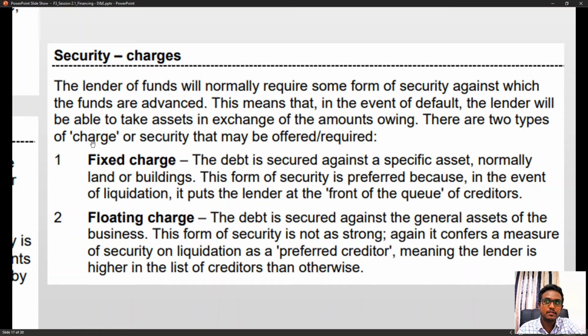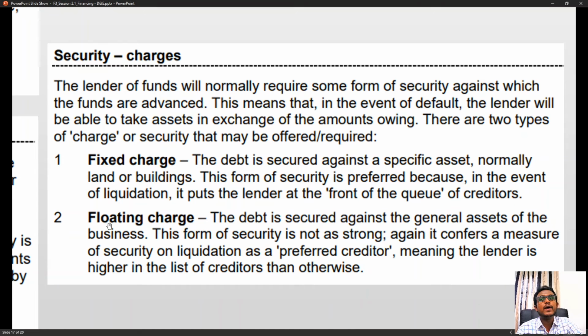There are two types of charge or security that may be offered or required. There can be a fixed charge or a floating charge. A fixed charge is where the debt is secured against a specific asset, normally land or buildings. This form of security is preferred because in the event of liquidation, it puts the lender at the front of the queue of creditors.